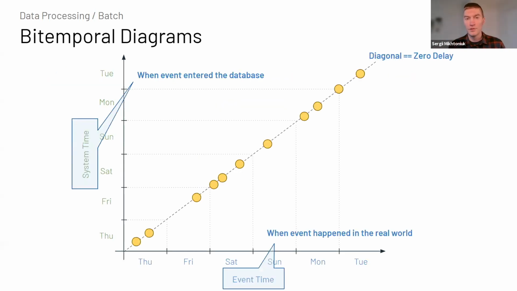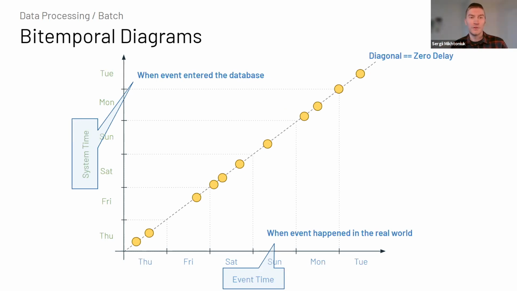And we're going to look at this using bitemporal diagrams. So don't panic, they're actually really simple. On the x-axis, what you see is the event time. This corresponds to the time when some event happened in the real world. So on Thursday, for example, we have 2 registered COVID-19 cases.